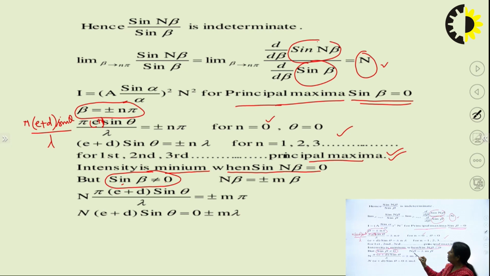So when sine n beta equals 0, we will get n beta equals plus minus m pi. It's not beta here, by mistake it's written, it's pi. Plus minus m pi. And like we have put a condition on sine beta not equal to 0, we will put a condition on m also. It cannot take any value randomly. No, it has a restricted value. So let us see what the values are.